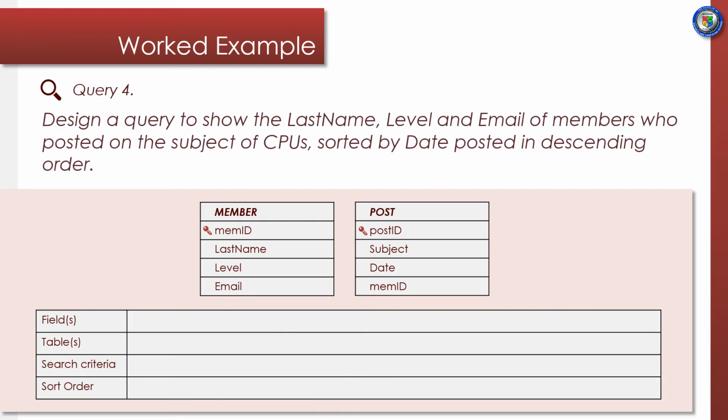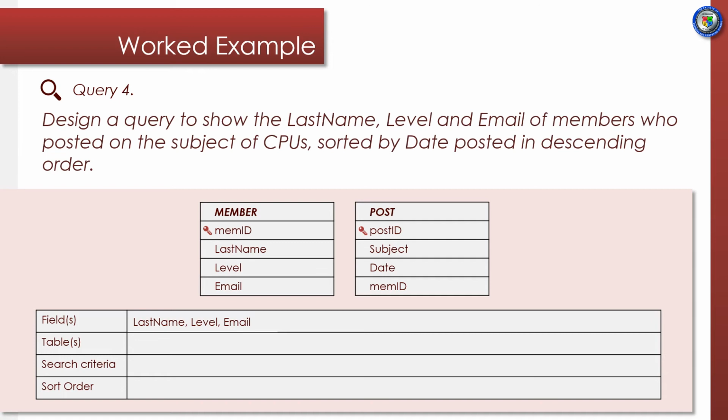Query 4. Design a query to show the last name, level and email of members who posted on the subject of CPUs, sorted by date posted in descending order. Again, let's identify the entity attributes that we will use within this query. We want to see the last name, level and email of members. Where will we find that information? Well, we will find these three pieces of information within our member table.